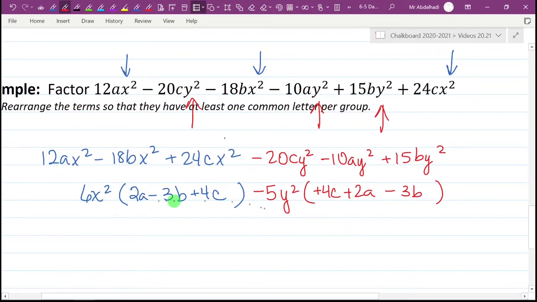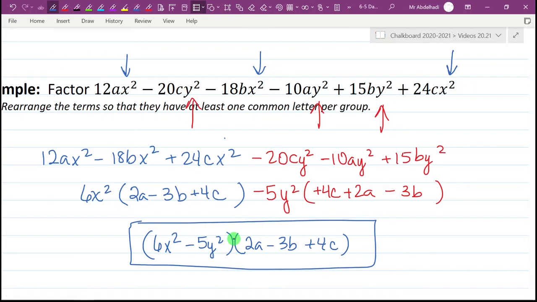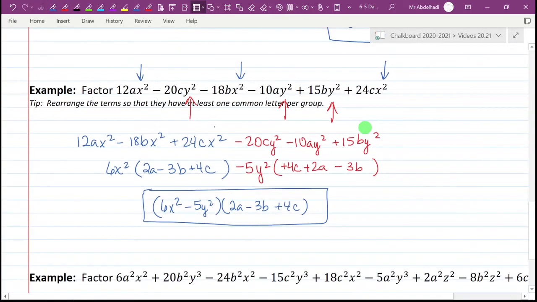Now take the two outside terms, put them in one set of parentheses, and take whatever the common parenthesis thing is. I'm going to do it alphabetically here. So 2a minus 3b plus 4c, and you're done. Now, if you had grouped it as 2, 2, and 2, that would have still worked. Okay? All right, so let's go on to this last one here with the 9 terms.